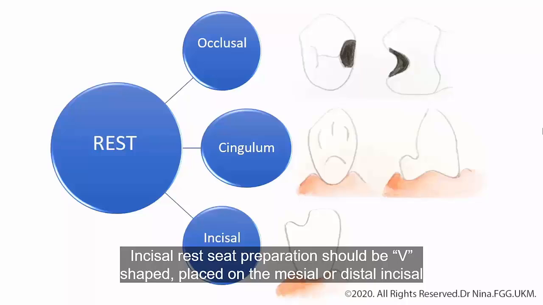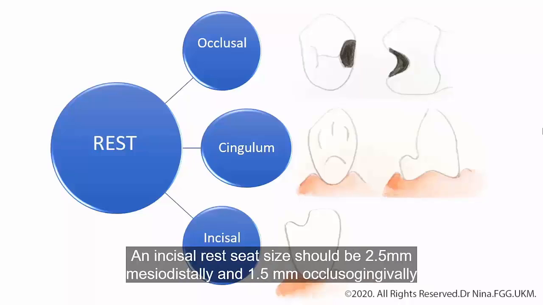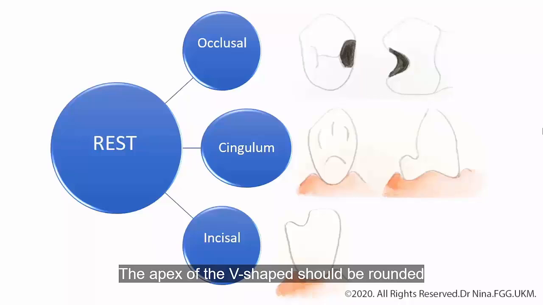Incisor rest seat preparation should be V-shaped, placed on the mesial or distal incisor angle. The deepest portion should be towards the center of the tooth. Incisor rest seat size should be approximately 2.5 mm mesial-distally and 1.5 occlusal-gingivally. The apex of the V should be rounded.